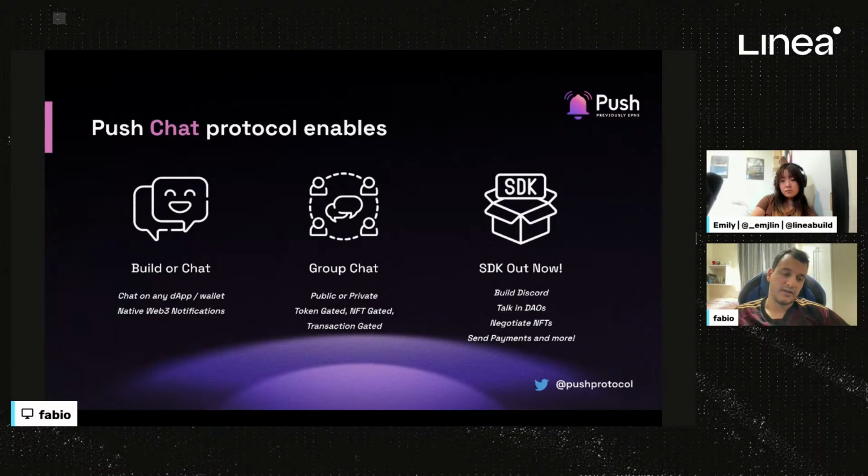For example, I can create a private group. That means that all the messages are encrypted, and only the group members can read those messages. And we can also token gate a private group. That means that to be a member of this group, you must hold, for example, a certain amount of tokens, or you must hold this NFT.